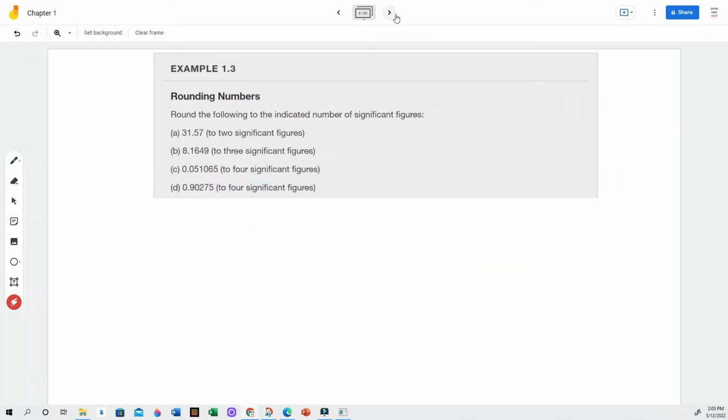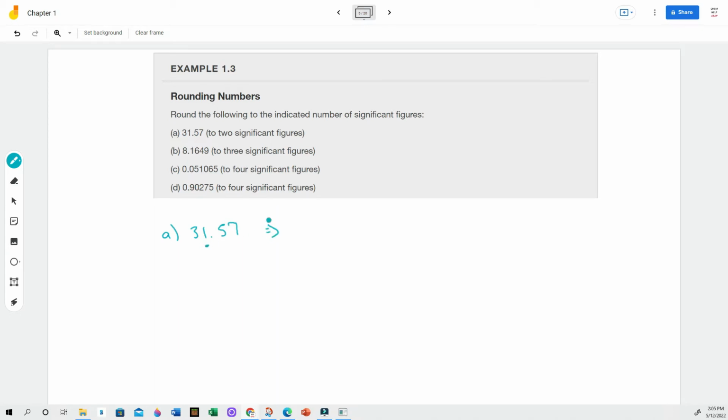Example 1.3, we are going to be rounding numbers. So we're going to round to the indicated number of sig figs or significant figures. So we'll take each one of these in turn here. Let's start with A. So we have 31.57 and we want to round to 2 sig figs. That means I'm going to round to the ones place.